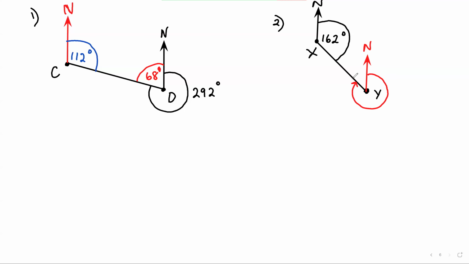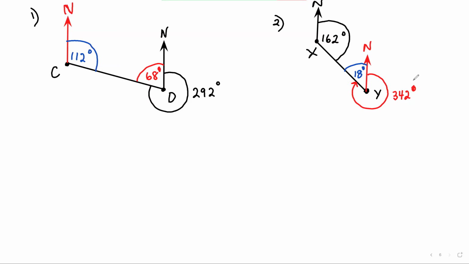So I'd first need to find out what the angle on the inside is, and that angle will be 180 take away 162, which gives me 18 degrees. So this angle here is 18 degrees. And then 18 degrees plus the angle on the outside adds up to 360 degrees. So 360 take away 18 is 342. So the bearing of X from Y is 342 degrees.